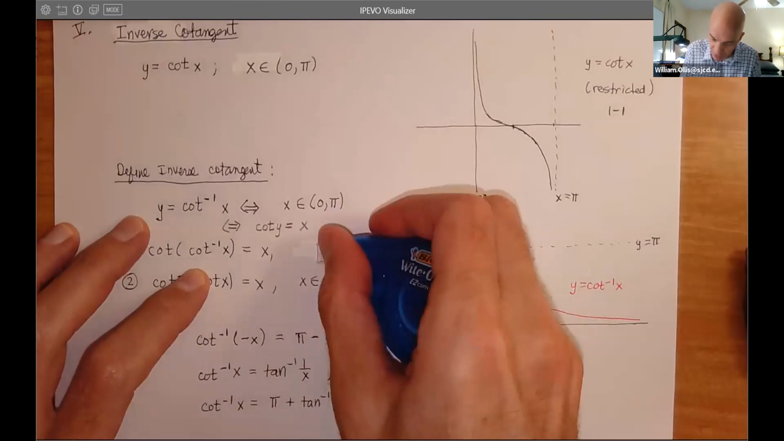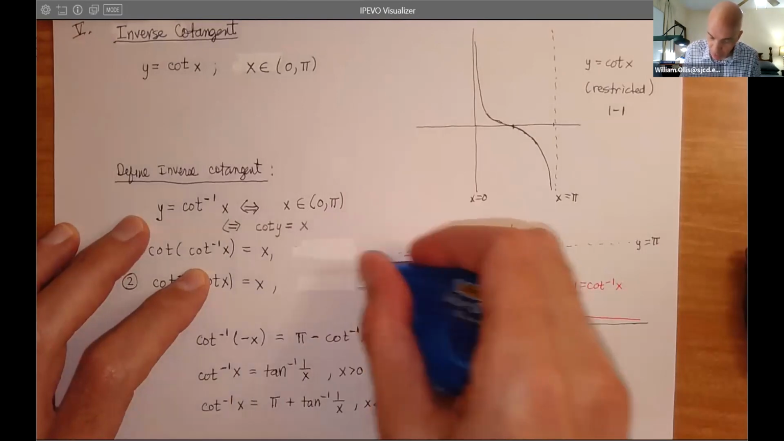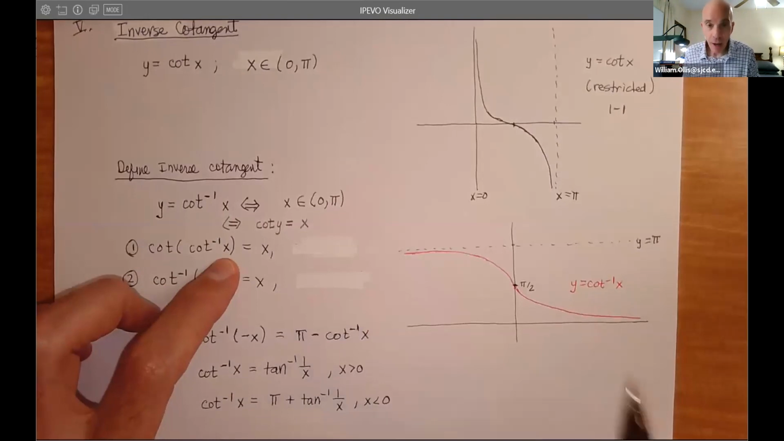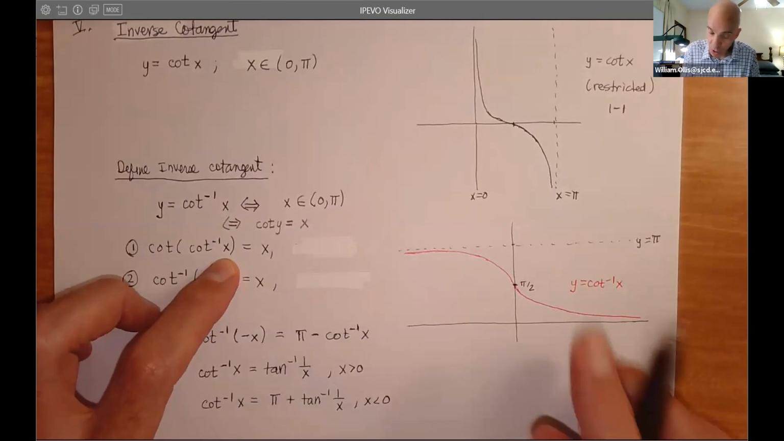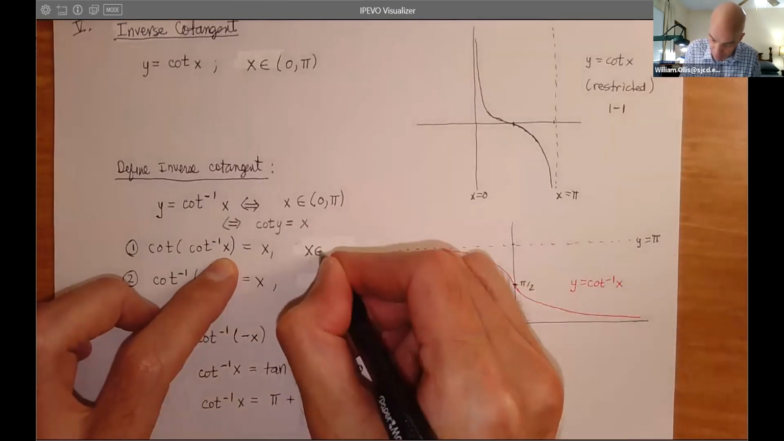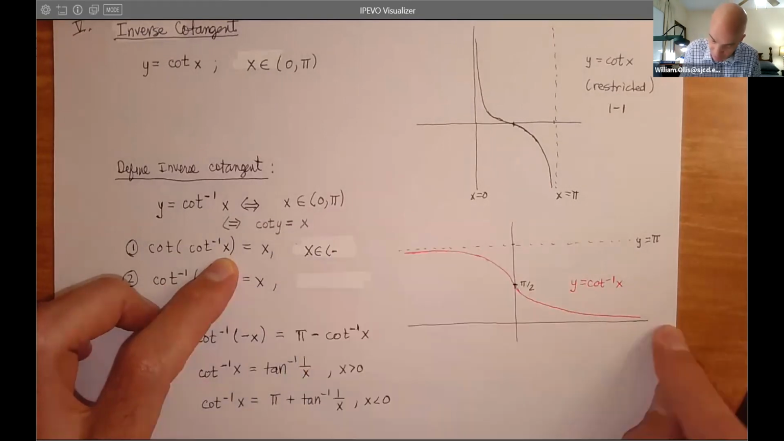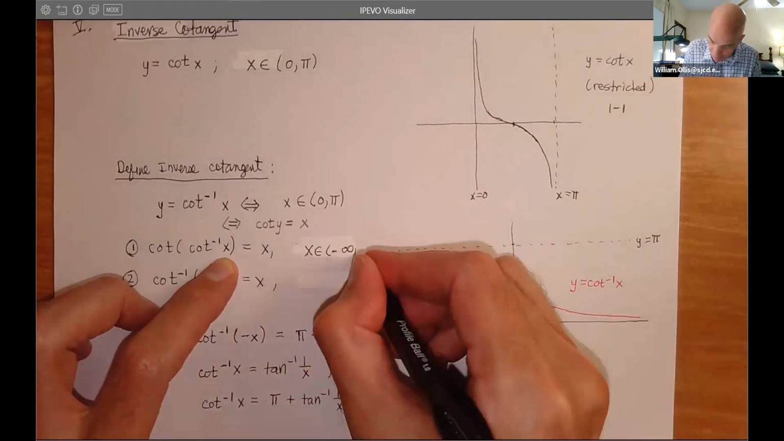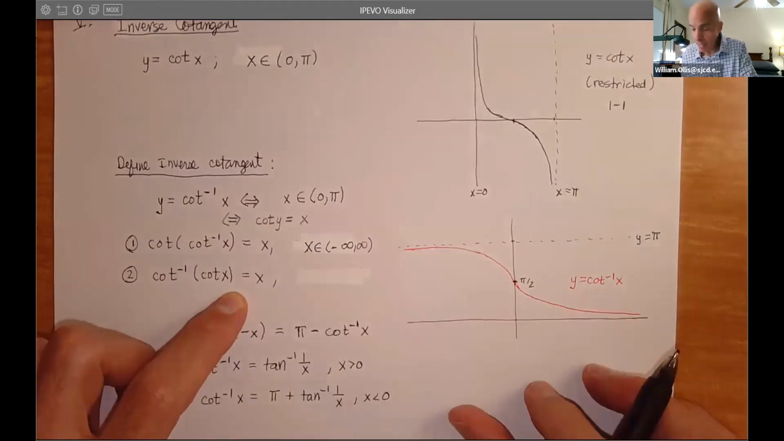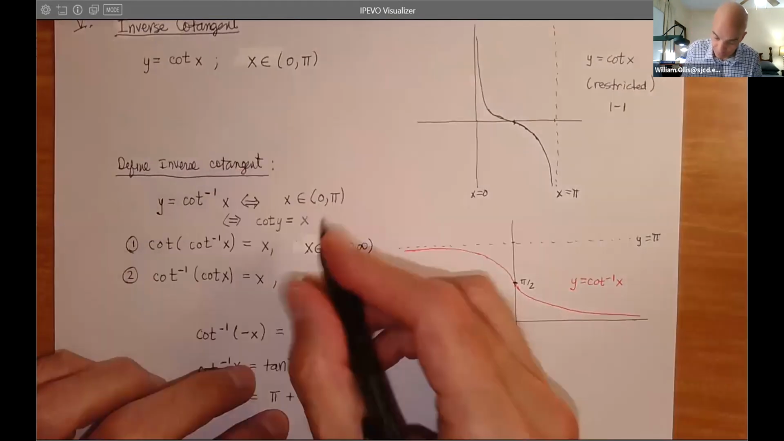Maybe you're not up to this point yet. Notice here, we have to respect the fact that we have the domain of the inverse cotangent, which is all reals. So all reals. And then, of course, here we have to respect the range, which will be 0 to pi.